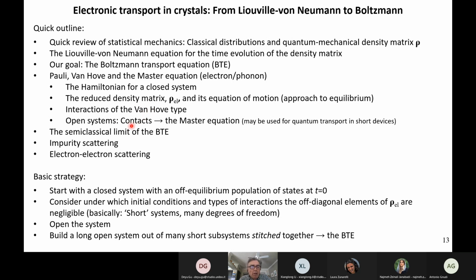Then we'll open the system by adding contacts, and we'll see how we can derive a master equation. And we'll then use this derivation to take the semi-classical limit and go to the Boltzmann transport equation. The master equation is a pet project of mine. It may be used for quantum transport in short devices. I may show you some results, but here it's a logical step. It's how to derive the master operator that describes the effect of collisions, which is what we have in the conventional right-hand side of the Boltzmann equation.